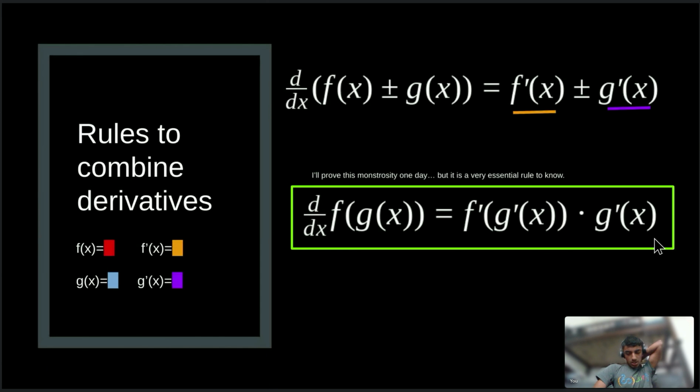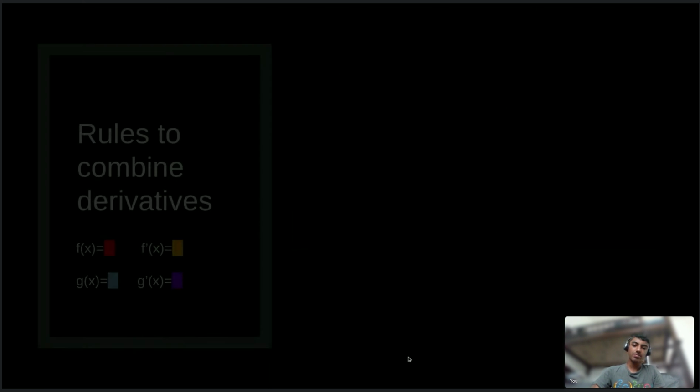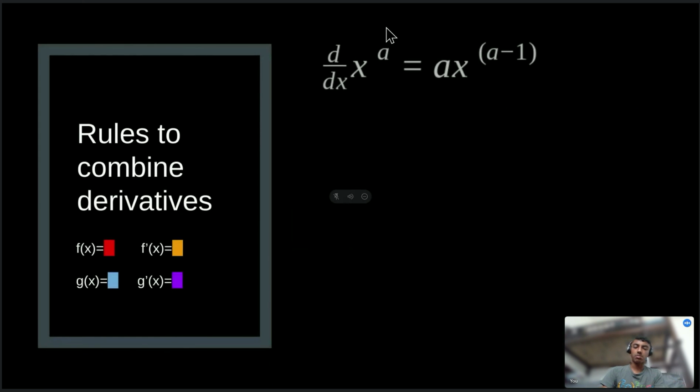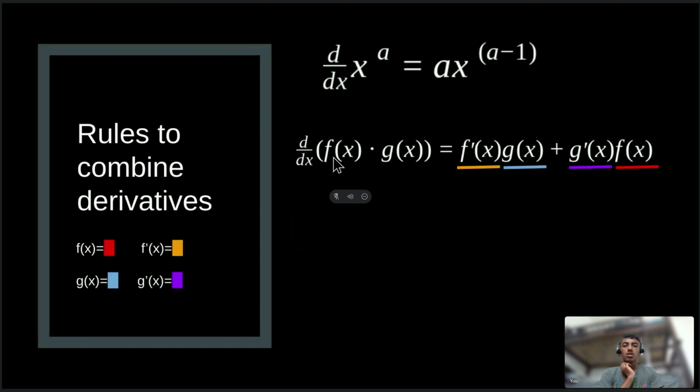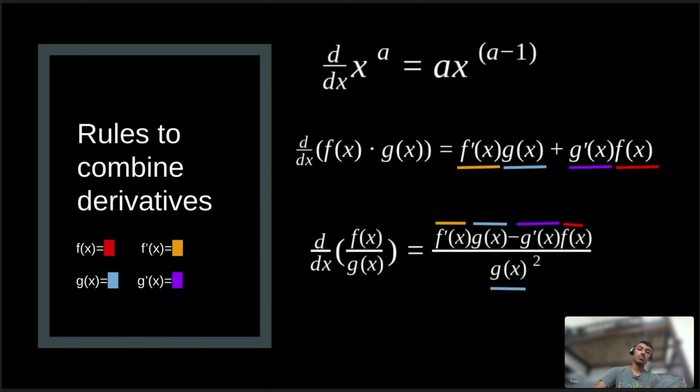So just to recap, here's the addition property. You can just add the derivatives together instead of adding the functions and then finding the derivative. Chain rule, this thing is a monstrosity, but I will prove it one day. First we have our power rule. This is also an essential that you should learn. I'll show you how to derive each of these on their own in another video. We have our product rule, and then we have our quotient rule.